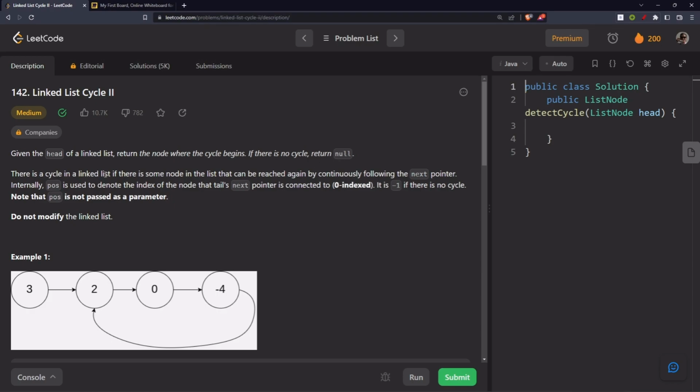There is a cycle in a linked list if there is some node in the list that can be reached again by continuously following the next pointer. Internally, position pos is used to denote the index of the node that tail's next pointer is connected to. It is -1 if there is no cycle. Do not modify the linked list. Okay.